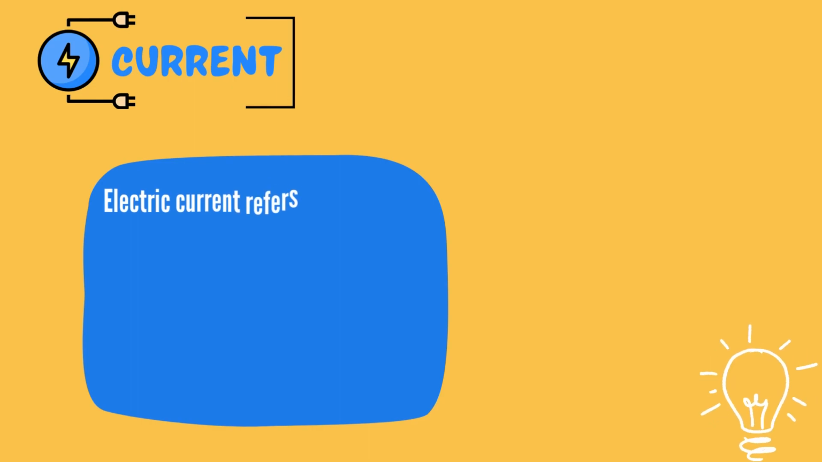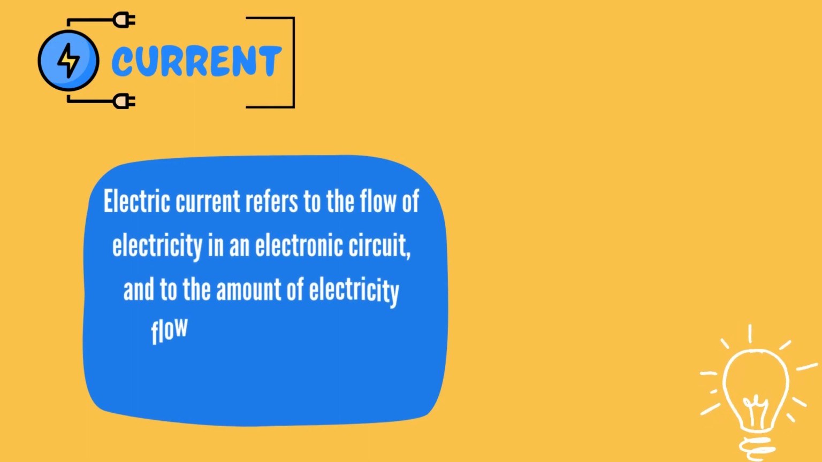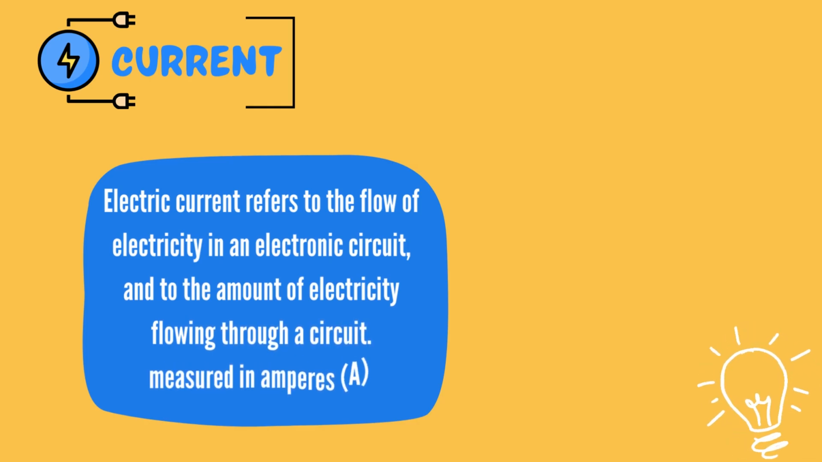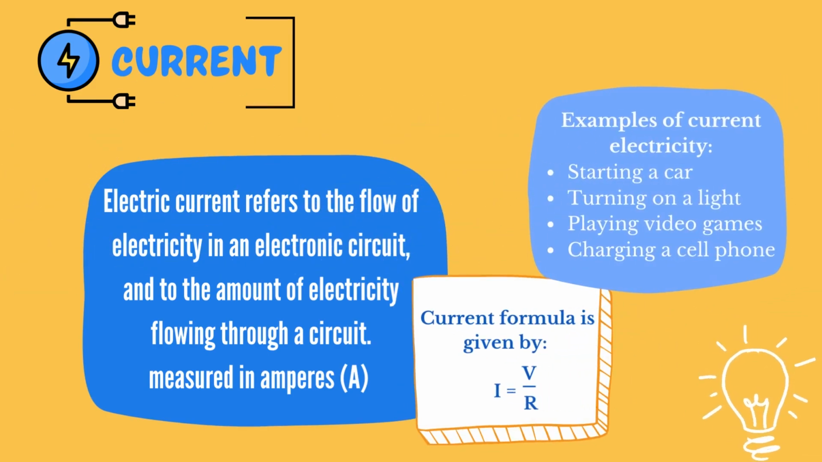Lastly, we have current. Now, current refers to the flow of electricity in an electronic circuit or to the amount of electricity flowing through a circuit. It is measured in ampere and can be given by the formula I is equal to V over R. Now, some examples of current are starting a car, turning on a light, playing video games, and charging a cell phone. These actions all lead to the flow of electricity.